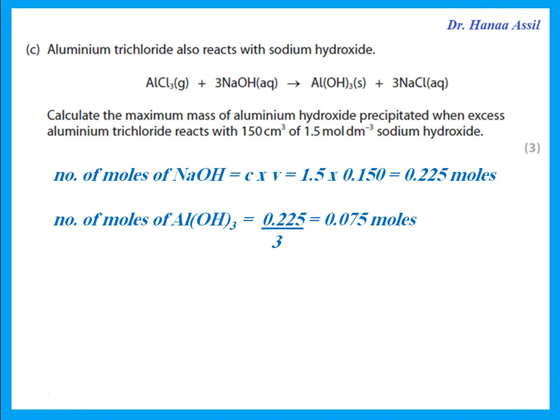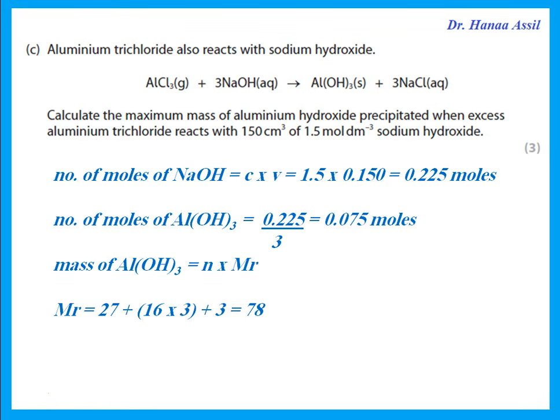What is he asking for? He's asking for mass. How do we get mass? Mass is number of moles times Mr. What is the Mr of aluminium hydroxide? You calculate that. Mass of aluminium plus mass of 3 oxygens plus mass of 3 hydrogens. This comes out to be 78. Then I can use that to get the mass of aluminium hydroxide, number of moles times molecular mass. This gives me a mass of 5.85 grams.